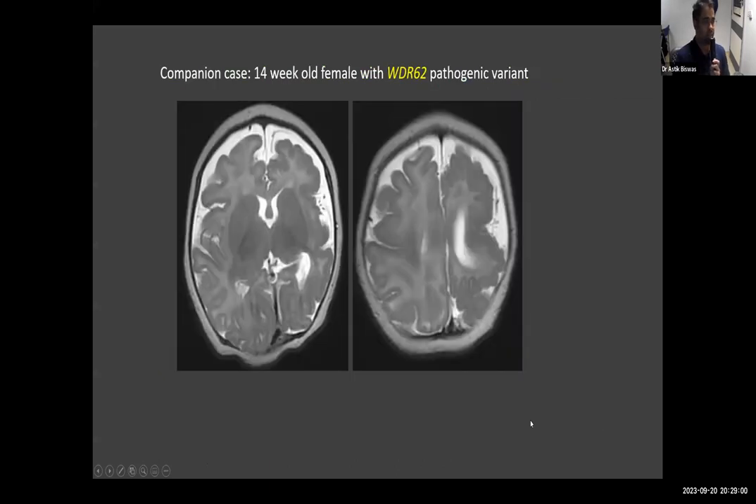This is a companion case. This is also a WDR62 pathogenic variant, but note the phenotypic variability here. This is an important concept that we need to keep in mind, that mutations in the same gene can cause different phenotypic appearances. So in this particular case, on both axial T2 weighted images, we can see a simplified gyral pattern on the right, but on the left, there is polymicrogyria.